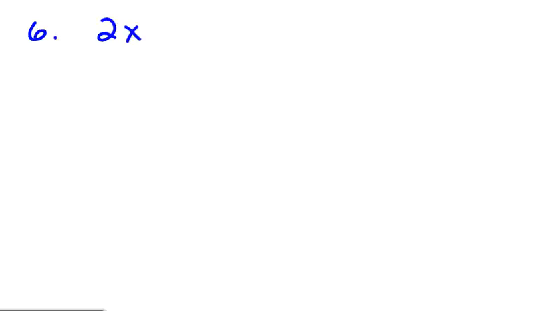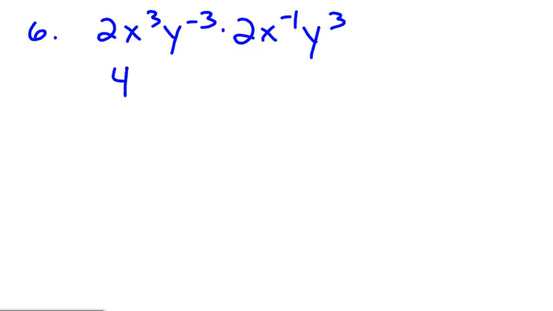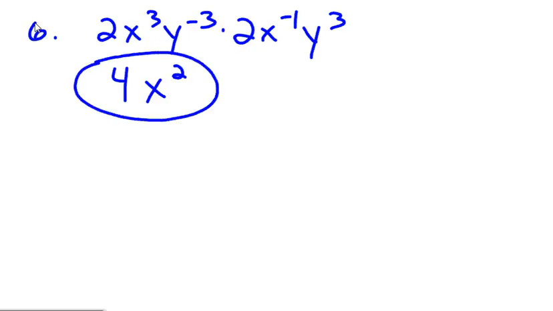All right, number 6, 2x cubed y to the negative third times 2x to the negative 1 y to the third. Coefficients, 2 times 2 is 4. X to the third times x to the negative 1, x squared. Y to the negative third times y to the positive third would be y to the 0, which is 1. So we don't even need to write that. So 4x squared is our answer.